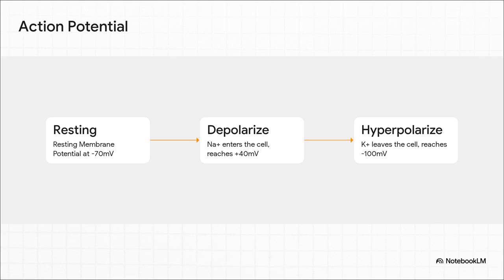First, the resting cell sits quietly at a negative 70 millivolts. Suddenly, a stimulus hits the threshold of negative 50 millivolts. Boom! Voltage-gated sodium channels snap open. Positive sodium ions rush into the cell, rapidly depolarizing the membrane all the way up to positive 40 millivolts. This electrical spike travels down the nerve like a wave. Immediately after, potassium channels open up, and positive potassium rushes out, plunging the cell way down to a hyperpolarized negative 100 millivolts, before the sodium-potassium pump slowly resets the whole system.